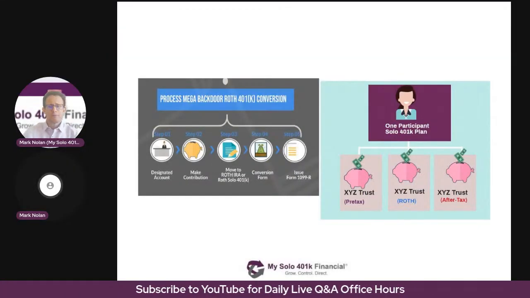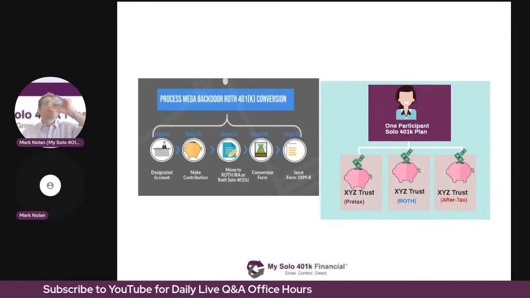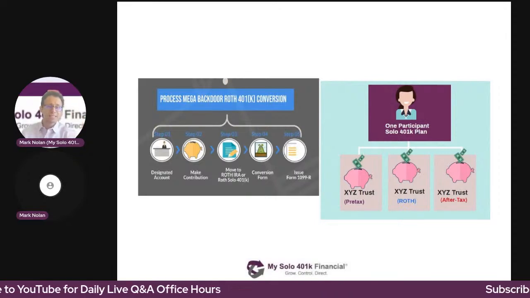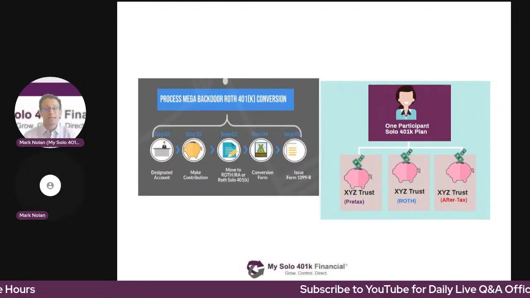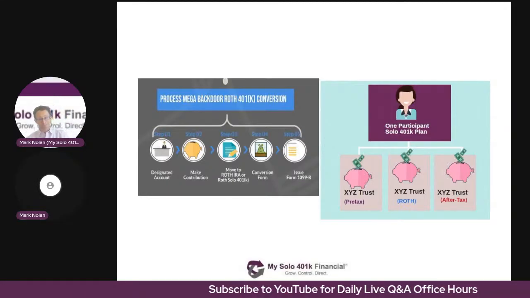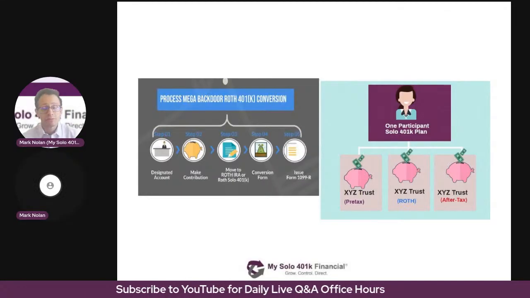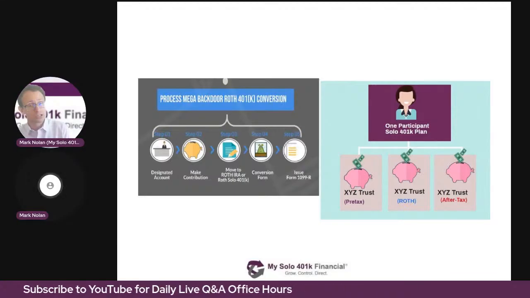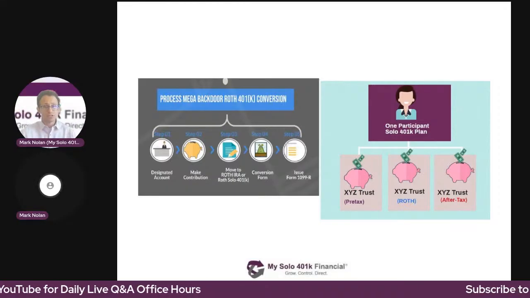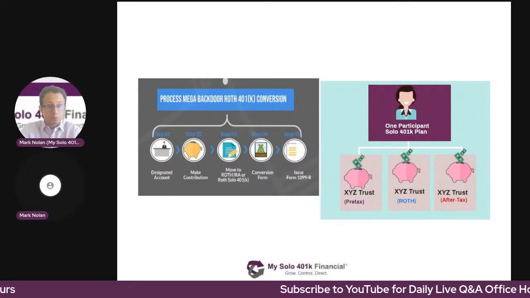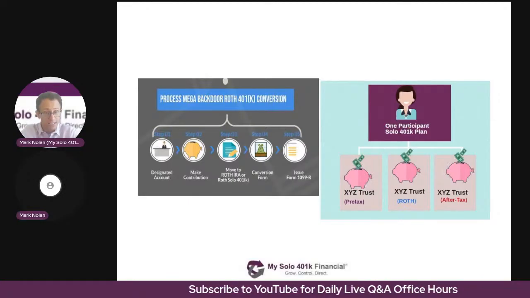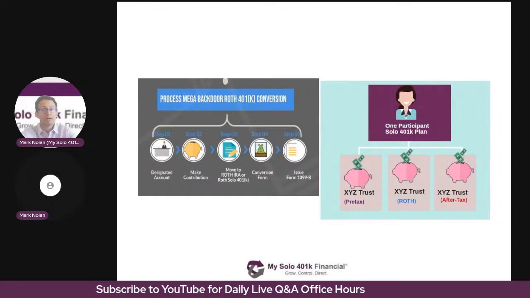Here's an example of the Mega Backdoor Roth strategy. There's an example of a one participant plan. Let's say your self-employed business is taxed as an S corporation. We would help you. So the plan would be sponsored by your S corporation. So it's just one plan. It'll have its own employer identification number, because again, a solo 401k, just like all 401ks, is a retirement trust.